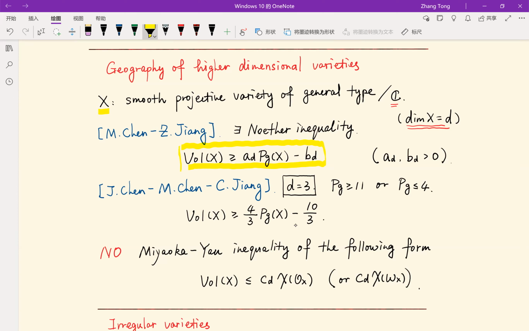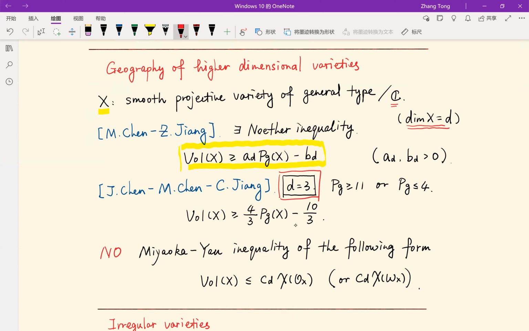B_D. But recently there is a very interesting piece of work, done by Yongjiu Chen, Meng Chen, and Chen Jiang, those three authors. They find the explicit values of A_D and B_D when D is 3. So in this case, they find the three-dimensional version of the Noether inequality. And their result is as follows.